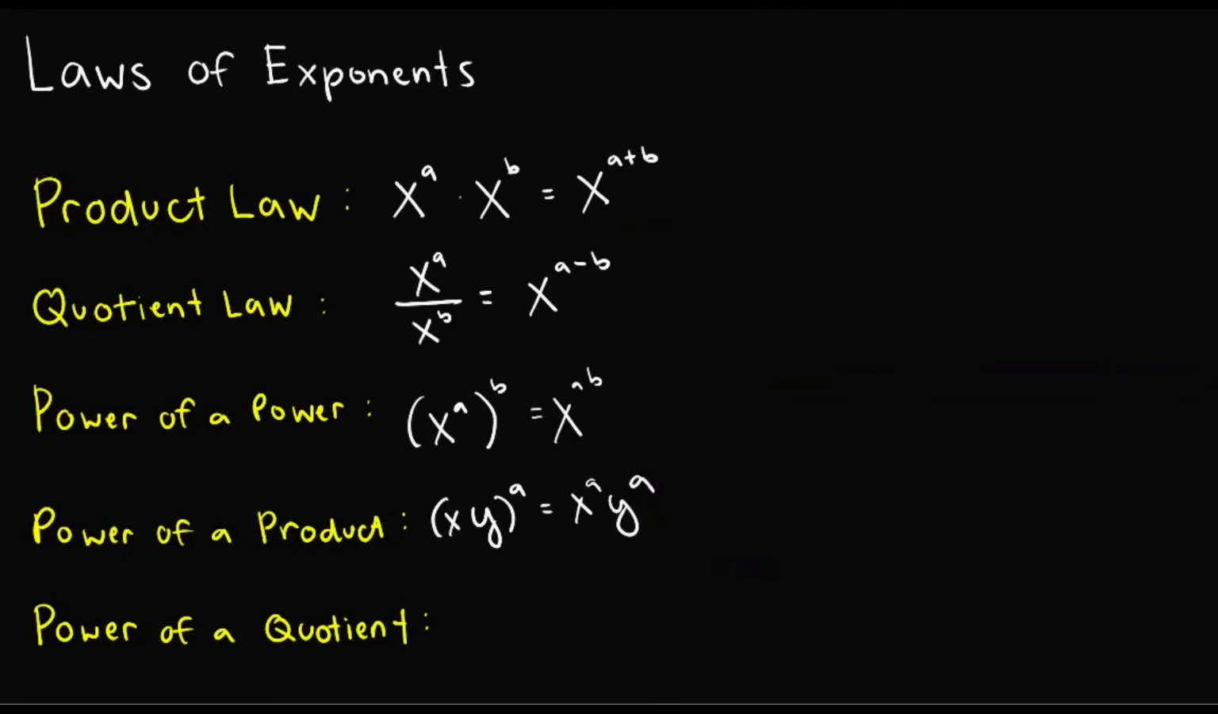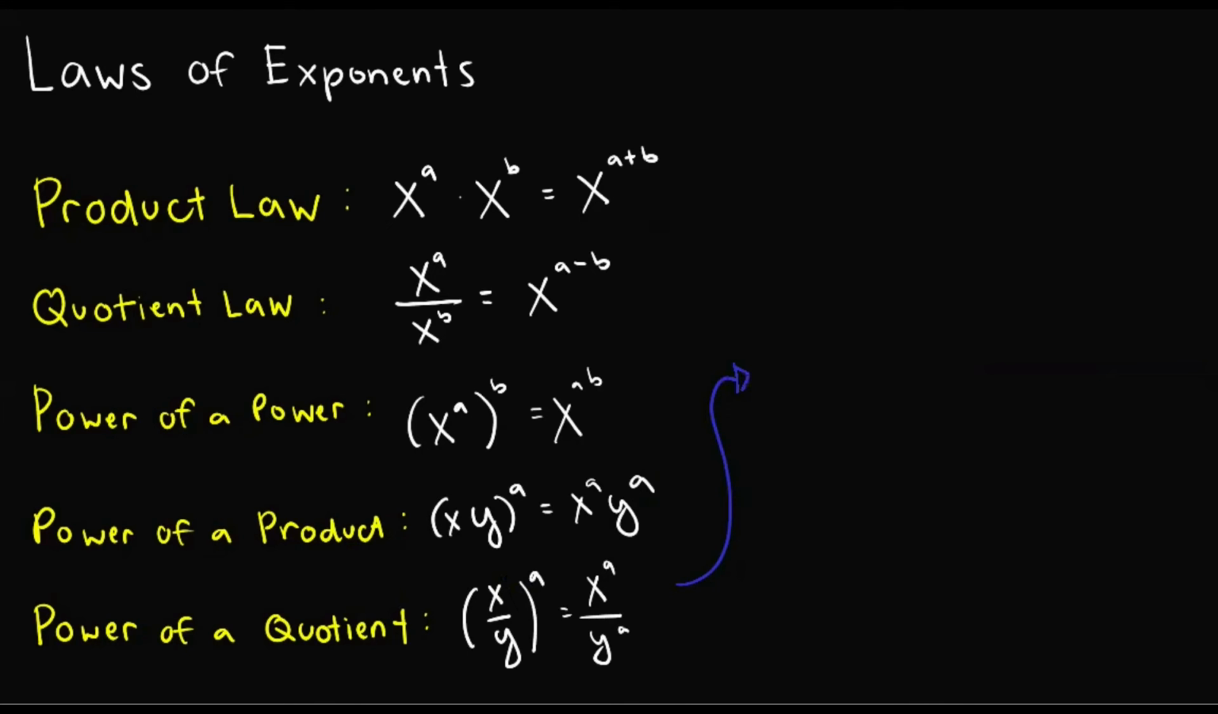Lastly, for the laws, we have the power of a quotient. So we have (x/y)^a is equal to x^a over y^a. So it's also like distributing the a's out here. Now this one is easier to prove since we already have the power of a product law.